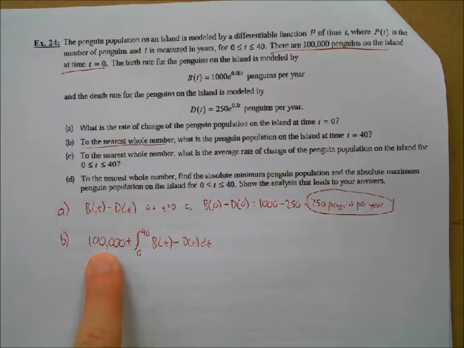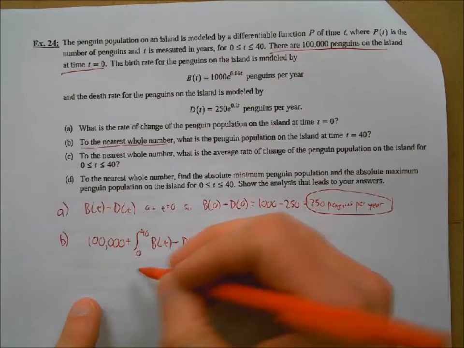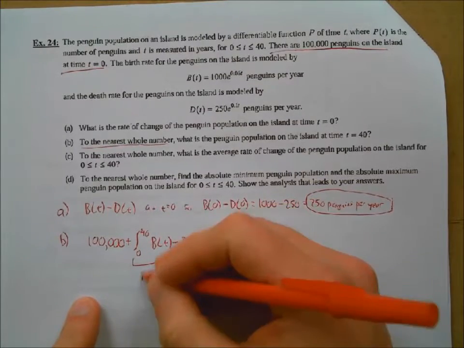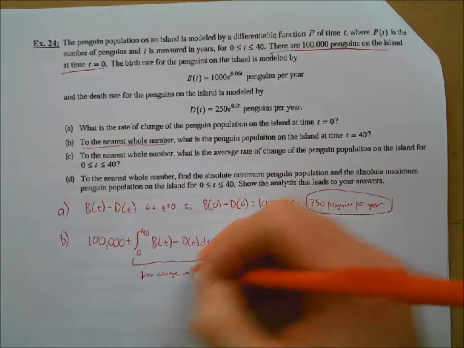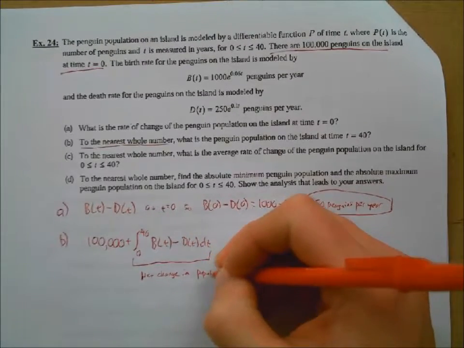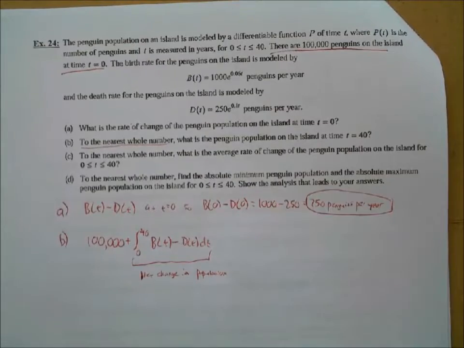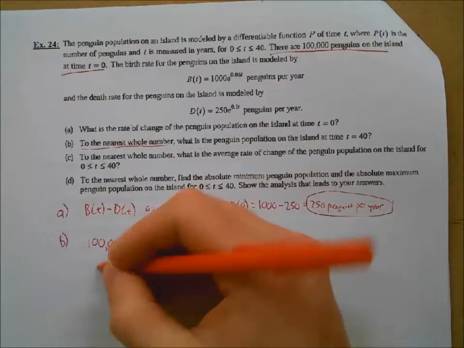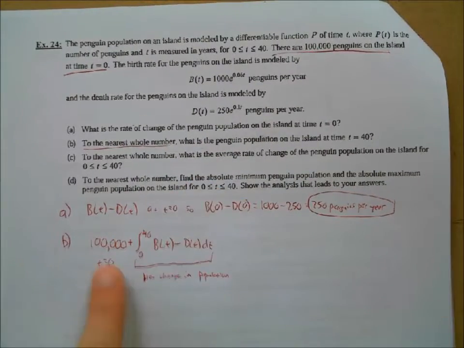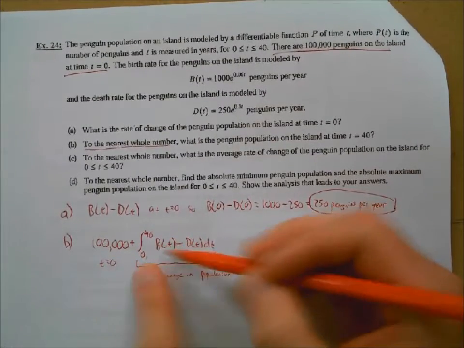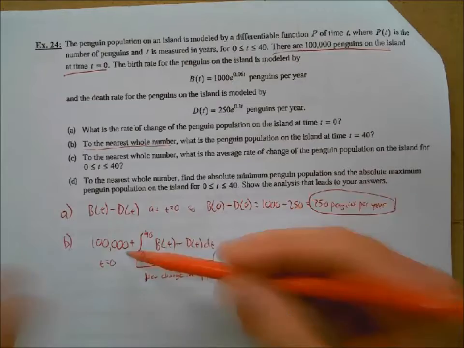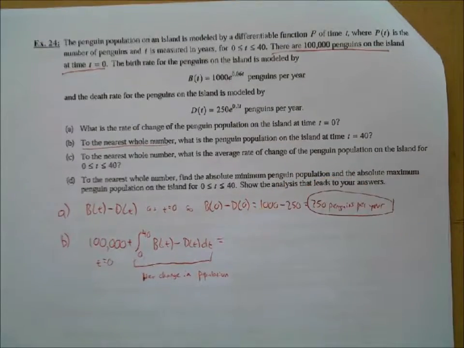Starting with 100,000 penguins, we're going to add to it the net change in the population. We're starting at time t equals 0, going from 0 to 40, adding whatever this net change is. It could be positive, could be negative, added to that 100,000. And so we'll see where we end up.